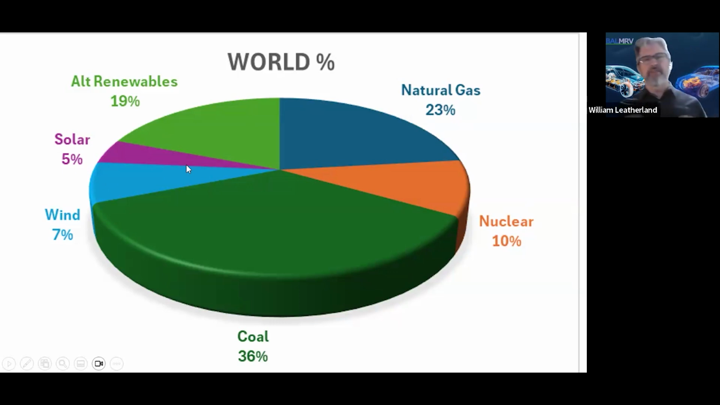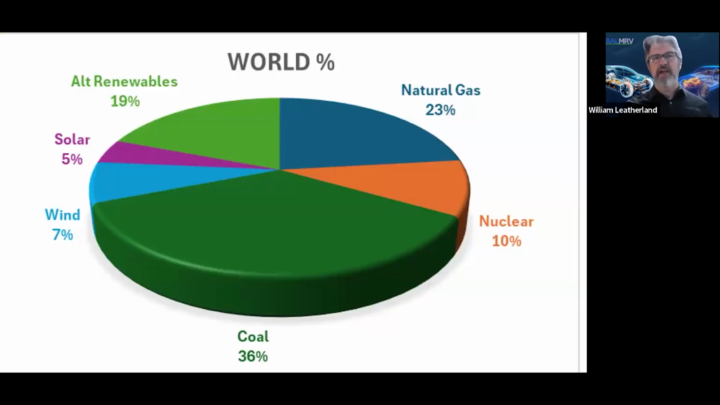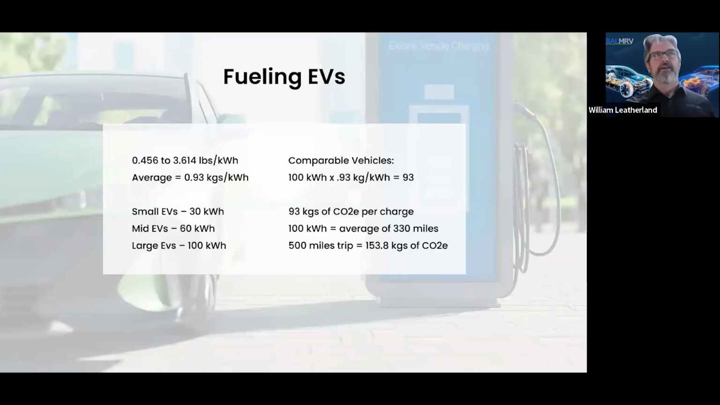Now I wanted to base this off of numbers that I could come close to verifying. I went through a lot of different websites, a lot of government websites and university websites and university papers trying to get appropriate numbers that I could use. And this is based on the United States. So as we looked in that previous graph, the average came out to 0.456 to 3.614 pounds of CO2 equivalent per kilowatt hour. And that comes out with an average of 0.93 kilograms per kilowatt hour.